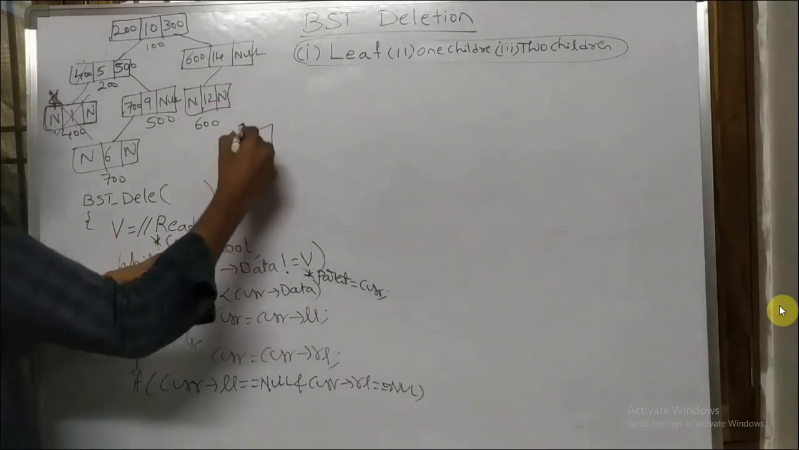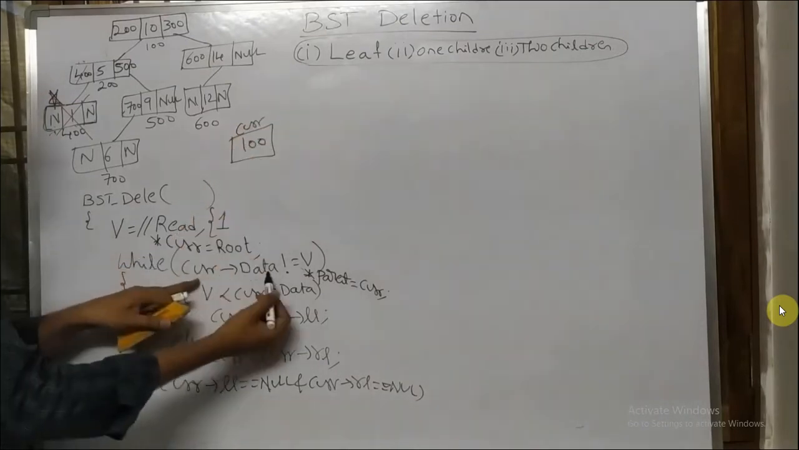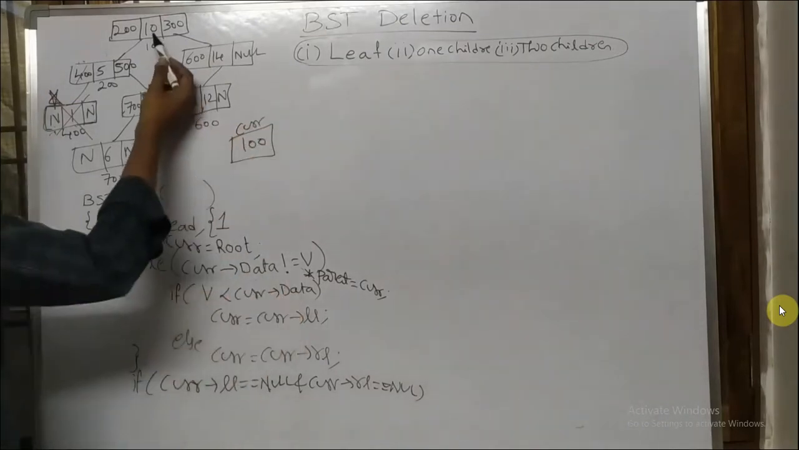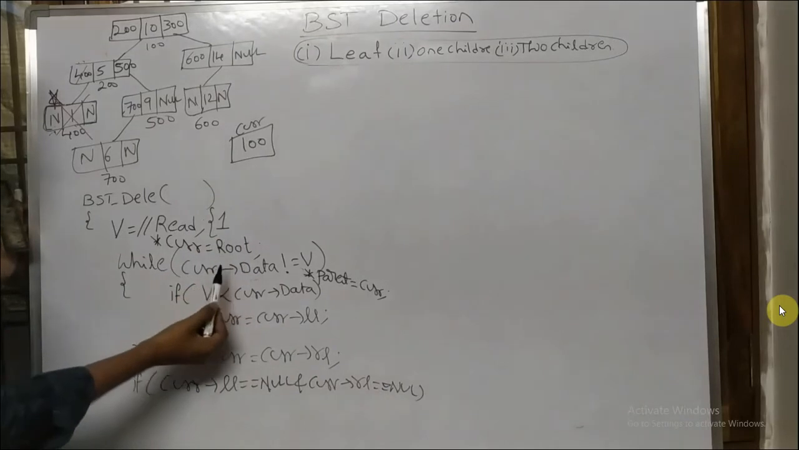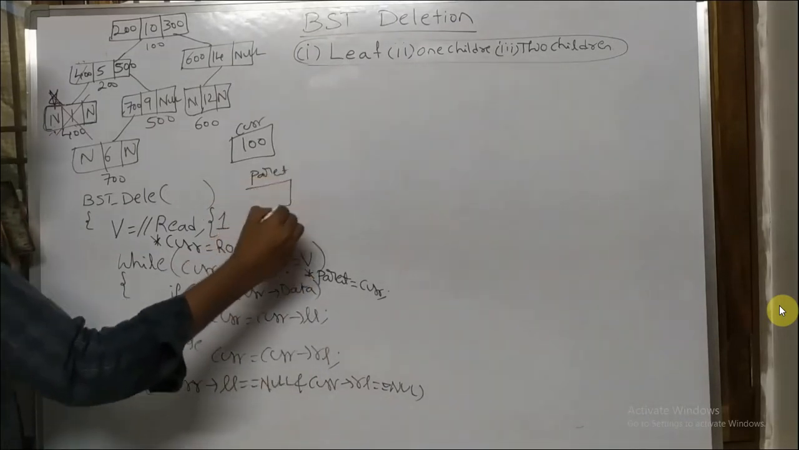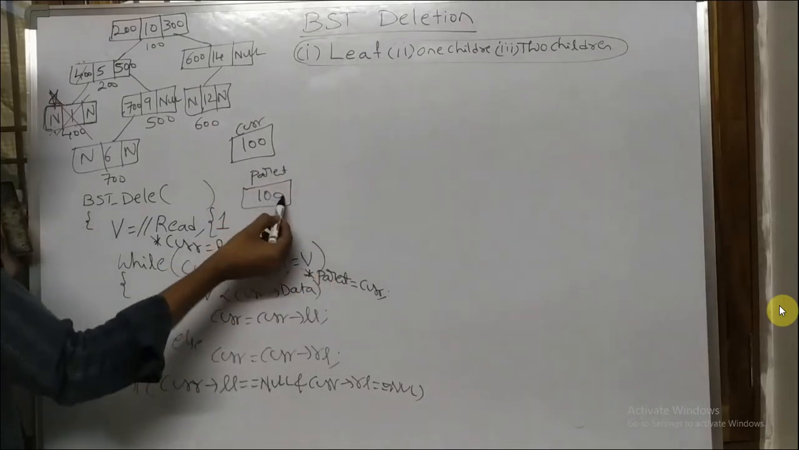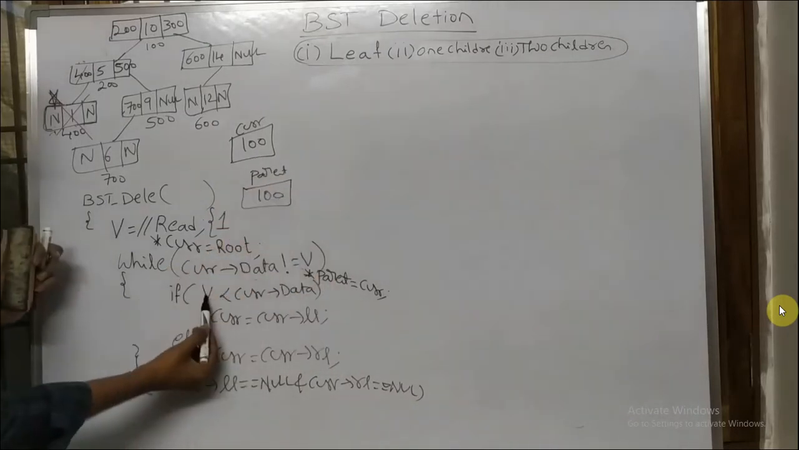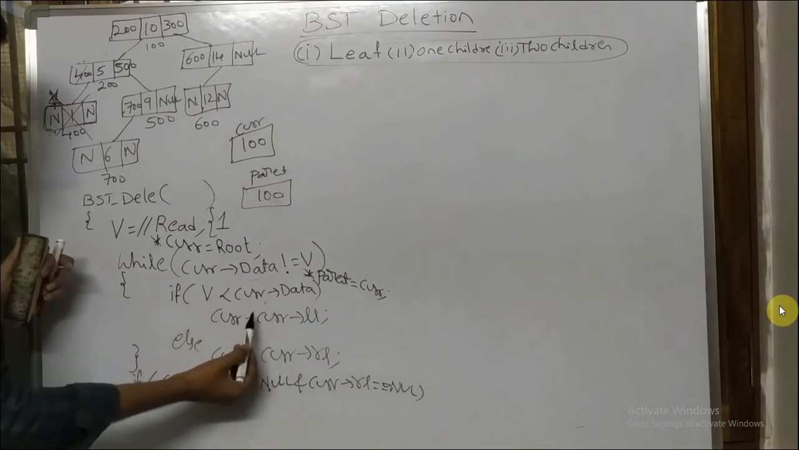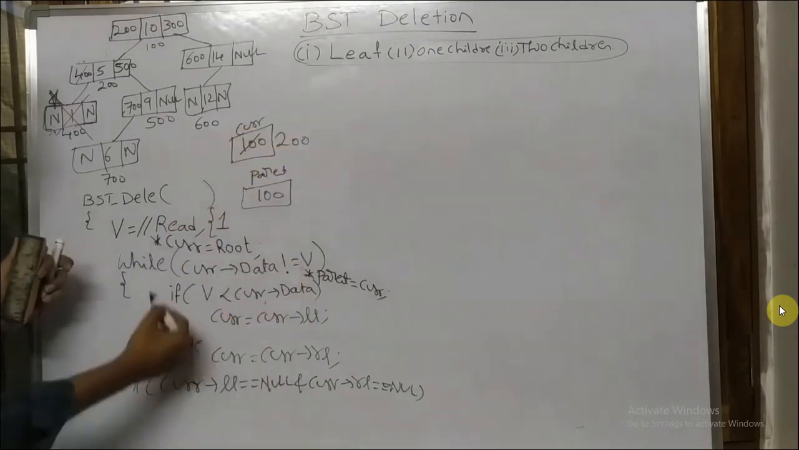So I want to delete the node 1. Current value is 100. Now current is 100, current->data. 100->data is 10, not equal to 1. Yes. Parent value is copied 100. Current is copied to this particular 100. Is 1 less than 10? Yes. Current equals current->left link. What is current->left link? 200.